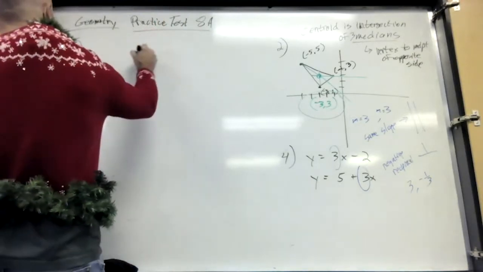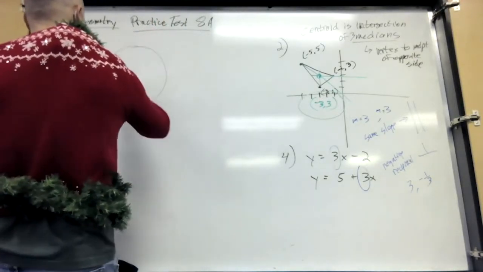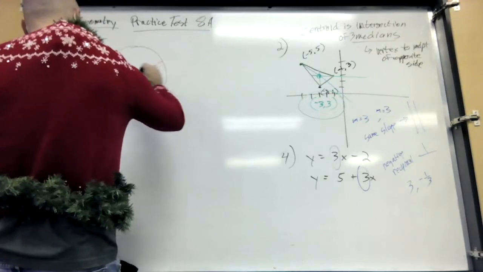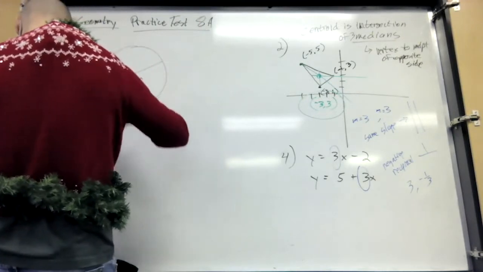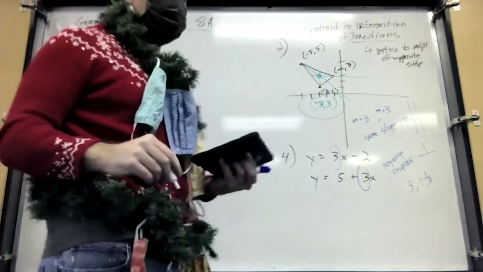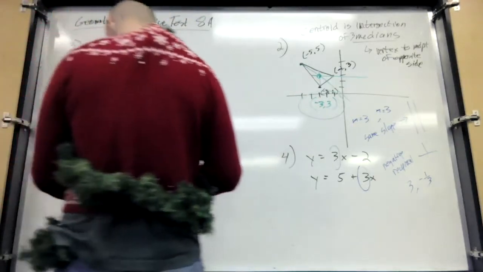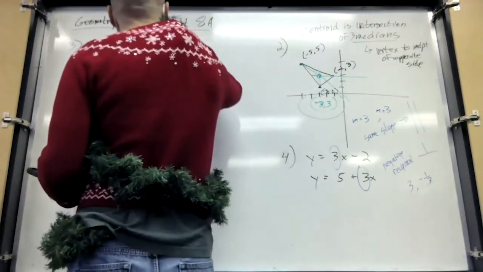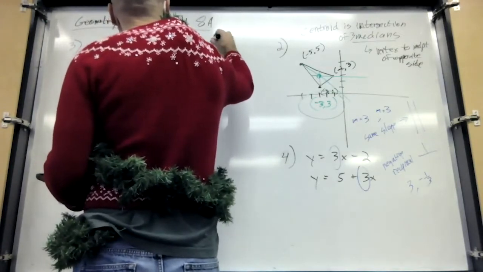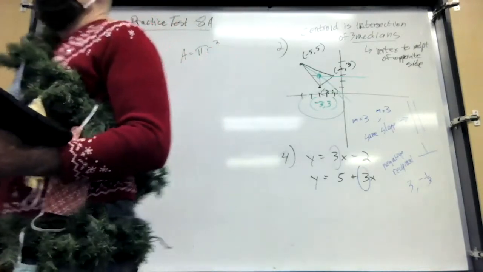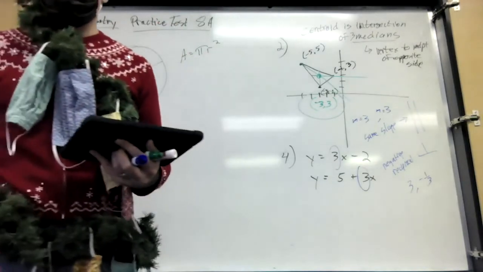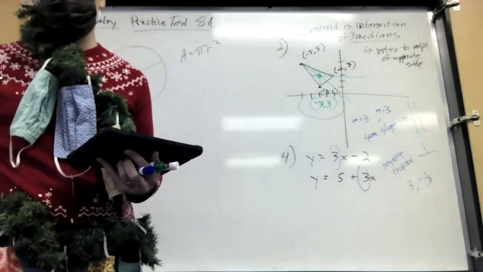Number 3, a circle has a diameter of 16 inches. When in doubt, draw it out, okay? It's so much easier. You get a visual. What is the area? Okay, area equals pi r squared. Write that down if you don't know it, because you should know this.